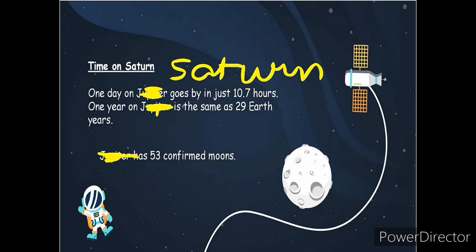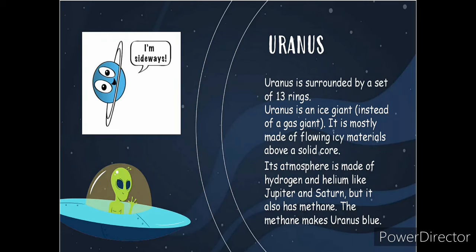Okay, next we come to Uranus. "I am sideways." We'll be telling you why it is like this, why it is in a side position. So Uranus is surrounded by a set of 13 rings. Why am I saying this, guys? Because Uranus is a planet which has 13 rings, but not a single one is visible. The rings on Uranus are not at all visible.